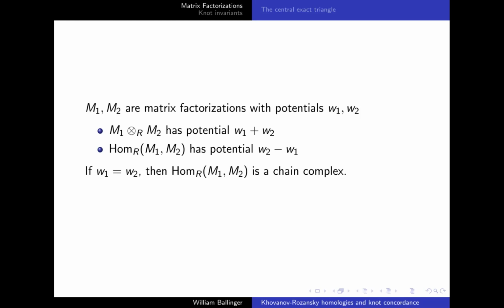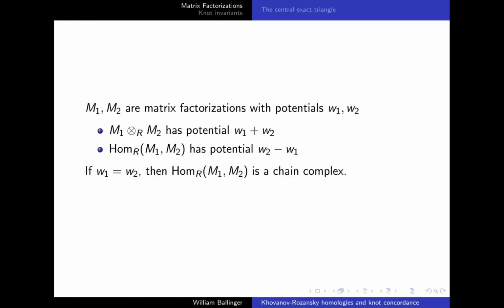And similarly, if you take a Hom space between two matrix factorizations, you take the difference of the two potentials. And what this means is if you have two factorizations of the same potential, so if W1 equals W2, then we have a chain complex of maps between them. And this really gets the theory off the ground, right? Because we can say that a chain map of matrix factorizations is just a class in this chain complex whose differential is 0.